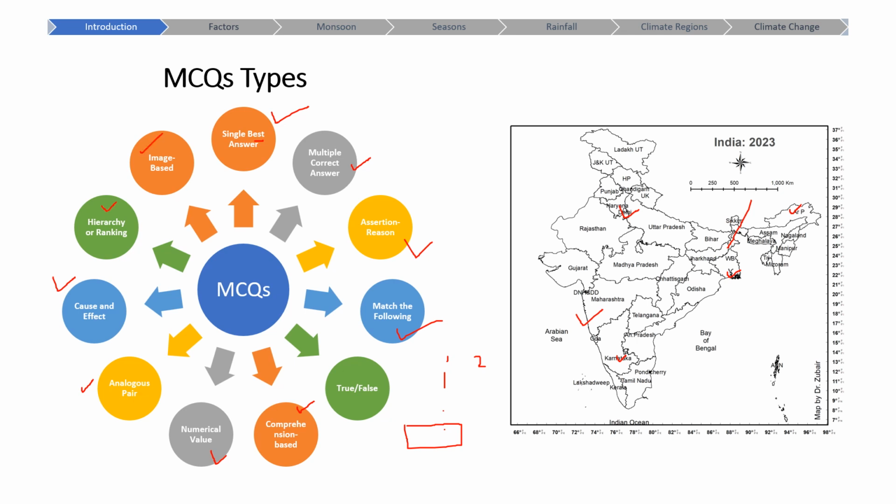Image based means there may be a map given, and with the help of the map you have to choose which area belongs to a particular climate type. Or it may be: in the map this line is a river, which river is this? Give the name of the river. So such types of questions are there.